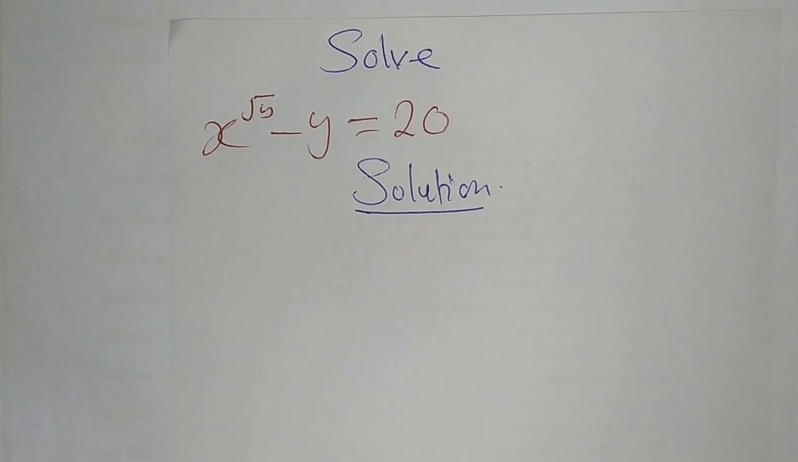We got another problem today. It says x to the power of square root of y minus y is equal to 20. And we are required to find the value of x and y.